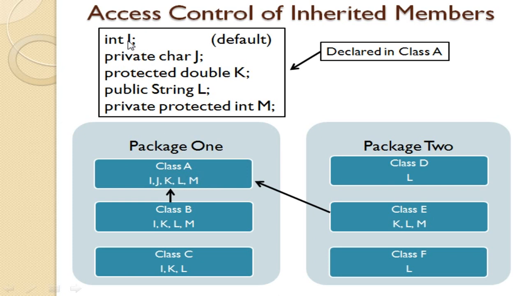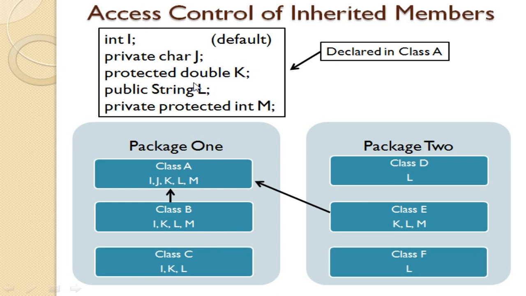Now first we will discuss I. If it is a default variable, what will happen? Here it is used in class A, in class B, and also in class C. That means this default variable can be used in any class within this single package. It cannot be used from outside the package. Next is private, that is J. You can notice that it has not been used anywhere except the class where it is defined. So J is a private variable which will be used only in class A. It cannot be used in other classes.